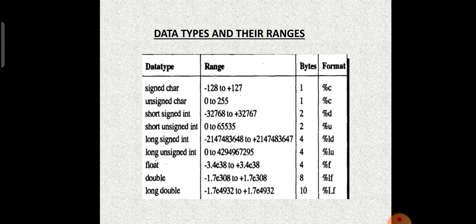How to find ranges? For example, character occupies 1 byte. 1 byte equals 8 bits. We have to find ranges by the permutation and combination concept. Permutation means the number of arrangements and combination means the number of ways to select.